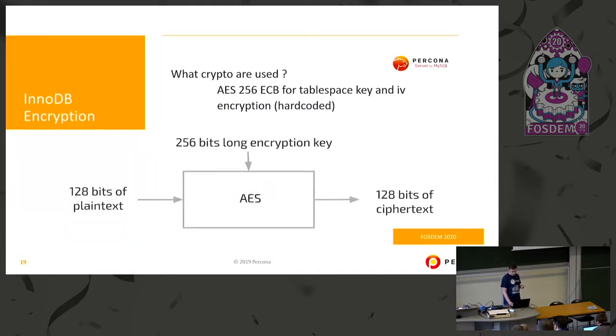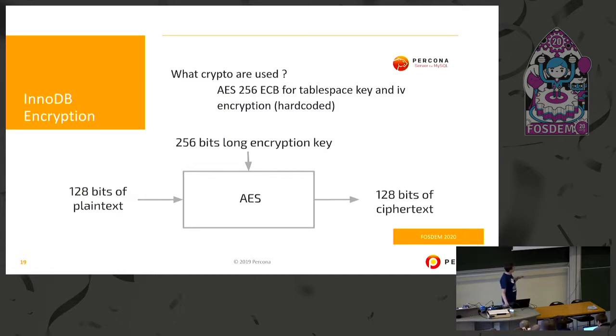So why are we using it? Because we are using it only for the tablespace key and IV, and the tablespace key itself is a random thing, so it should not have a deterministic repetition in it. And since there is no deterministic repetition, it's okay to use here, and we kind of save the IV, because if you have this ECB, you don't have to have an IV.